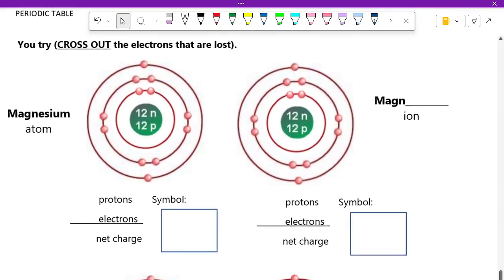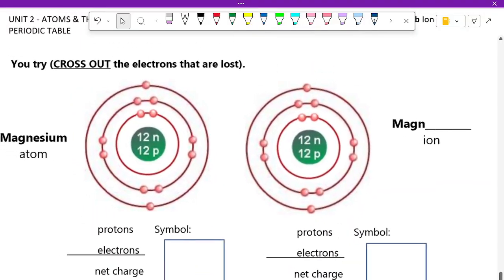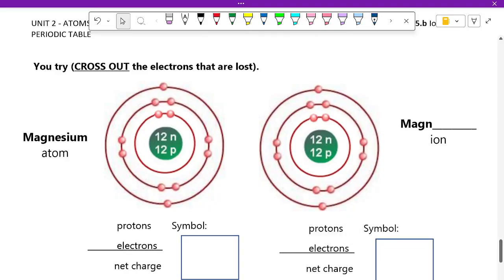Now, what we're going to do with this one is do this one together, because I want to show you how to do it when you have the atom. And this could go pretty quickly because we know there's 12 protons. And if this is an atom, how many electrons do we have if there are 12 protons? 12, yes. Net charge is 0. Symbol is Mg. That's a magnesium atom.